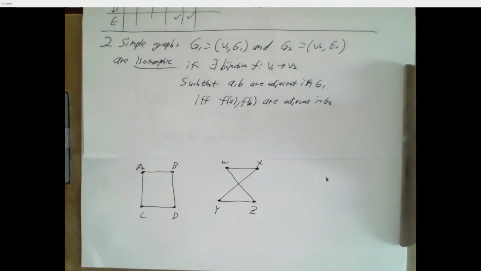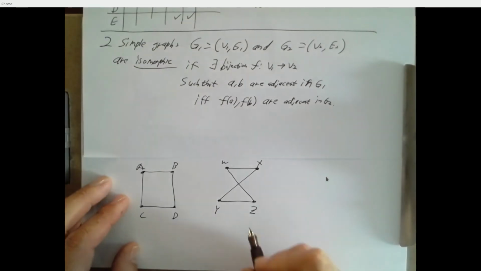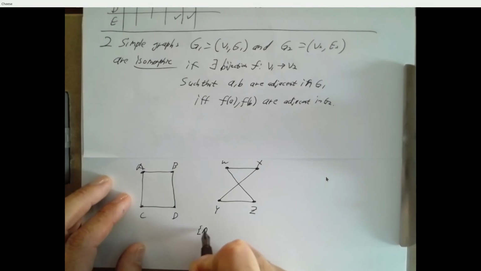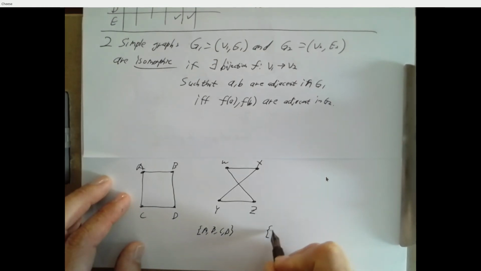So I claim these two graphs are isomorphic to each other. Isomorphism: same form. Iso, same; morph, form. So they're basically the same graph, just twisted around. Our first set of vertices is A, B, C, D. Our second set of vertices is W, X, Y, Z.